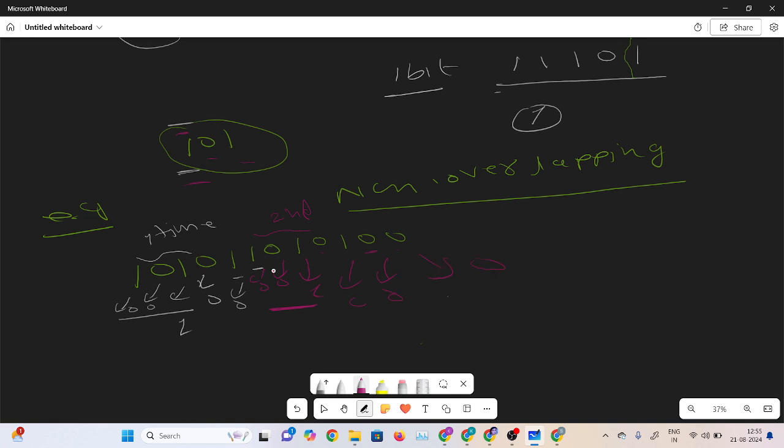Output is 0, output is 0. So in this sequence there are only two things: one time and two times. Only two times the sequence matches. So this is the case of non-overlapping.